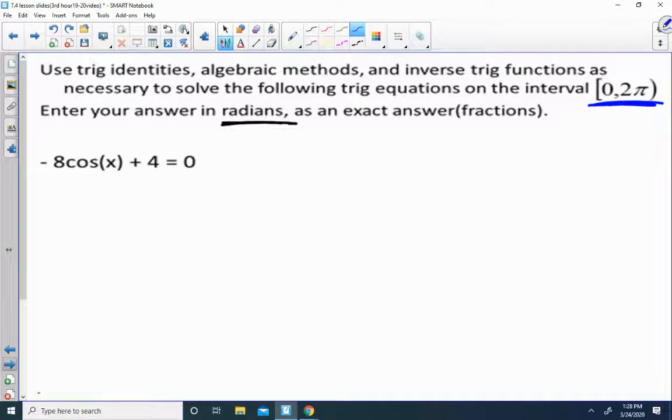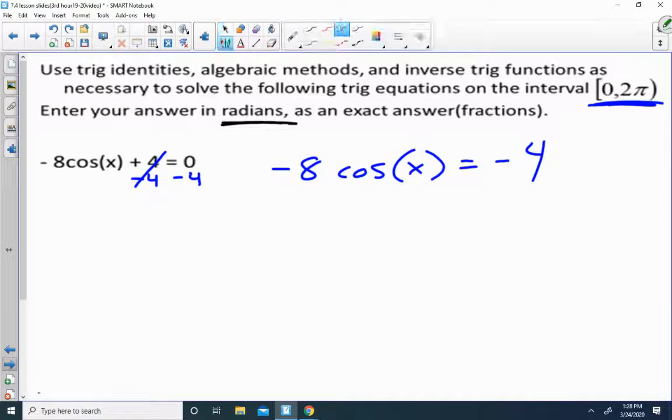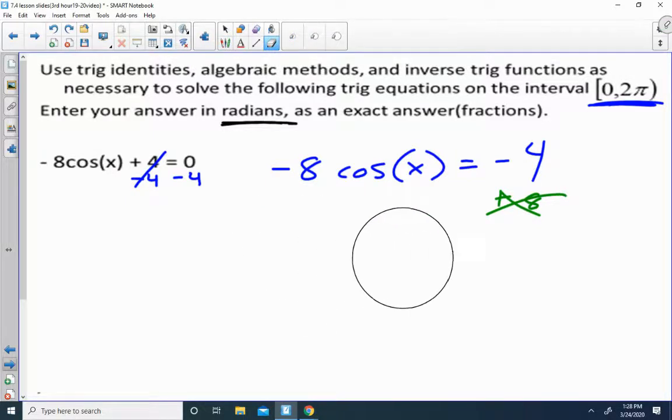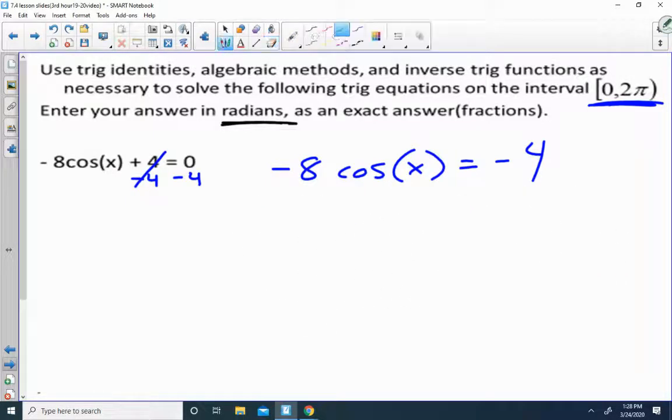In other words, I'm going to do the easy stuff first, and I'm going to subtract 4 from both sides. That gives me negative 8 cosine of x equals negative 4. Now, to get cosine by itself, I'm going to have to get rid of that negative 8. If you try adding 8 to both sides, you are wrong. But Miss Shulin, that's a minus 8, I'm supposed to add to both sides.